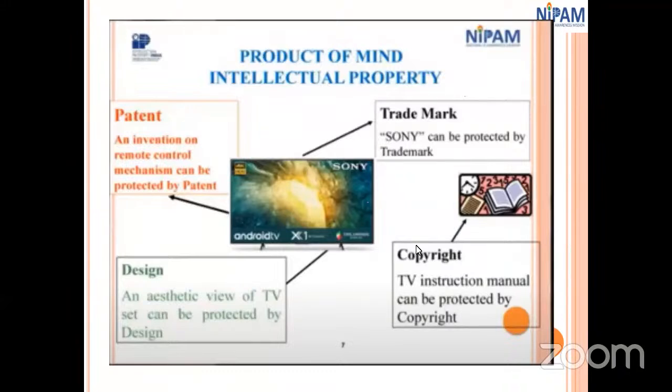The trademark is the Sony logo. If you remember this IP India, I had shown that logo. So wherever you see a logo, that means you're having a trademark. Say you're building a startup, for example, a startup like Apple. Apple has the Apple logo, you must have seen. So they must have protected that Apple logo under trademark. Okay. Similarly for copyright, the TV instruction manual can be protected by copyright. Okay.